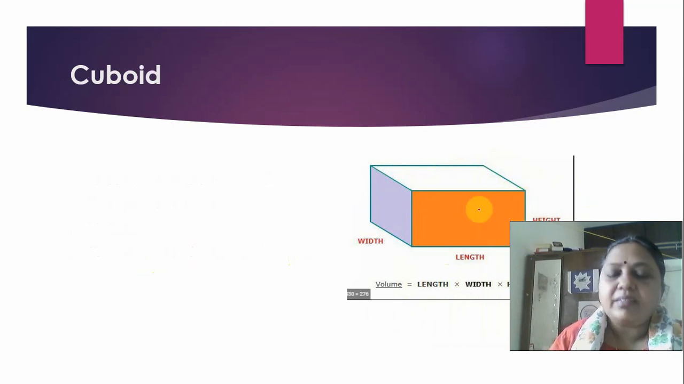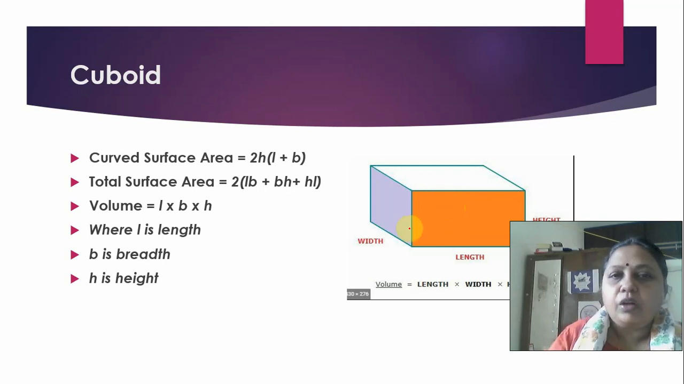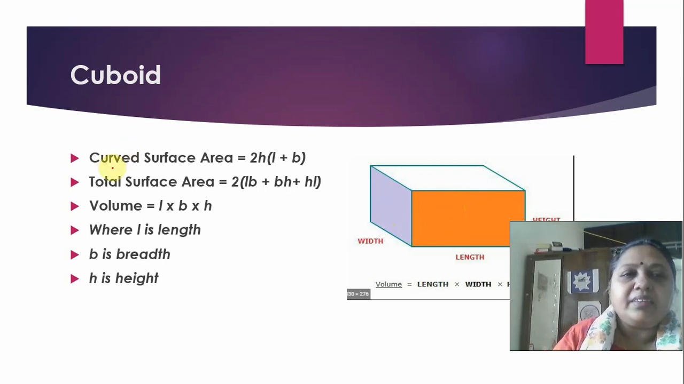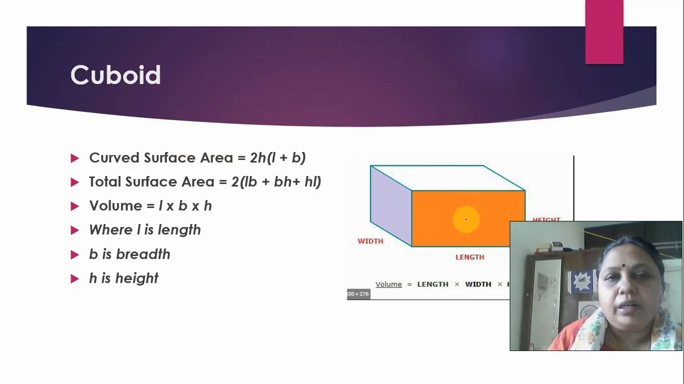Okay, how many faces does a cuboid have? A cuboid has 6 faces. Now let us go and see the curved surface area of a cuboid. The curved surface area, we do not take the top and bottom into consideration; only the 4 rectangular faces are taken into consideration. Therefore, what is the formula for the curved surface area of a cuboid? It is 2h into (l plus b). That is h l, height into length.